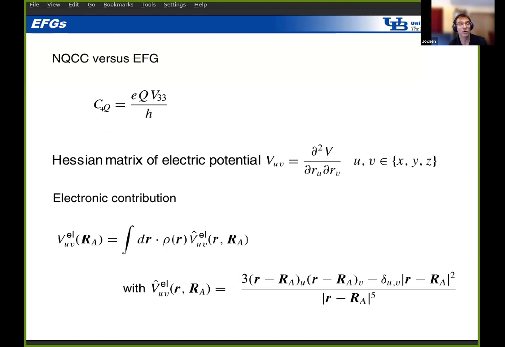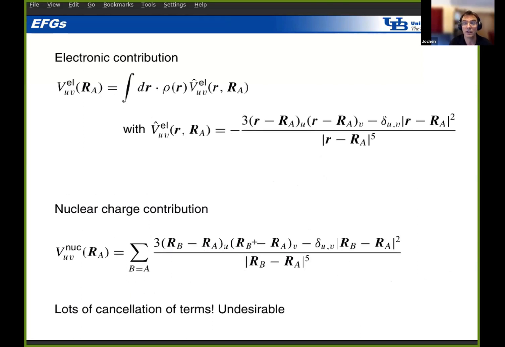So the quadrupole coupling is related to this V33 here, which is the largest component of the electric field gradient. And the electric field gradient is the second derivative of the electric potential with respect to the electron coordinates. So you have a rank 2 tensor again here. And the electronic contribution is calculated with the electron density as shown here. And so this naturally lends itself to analysis.